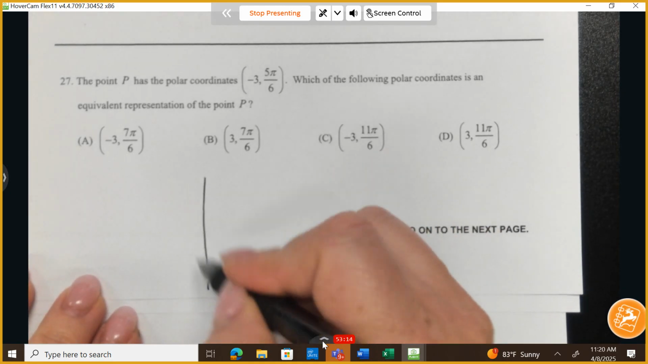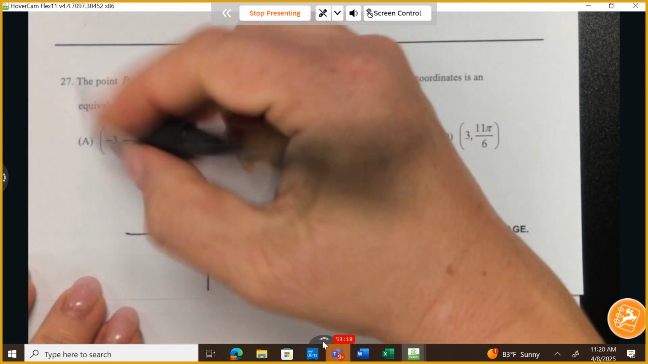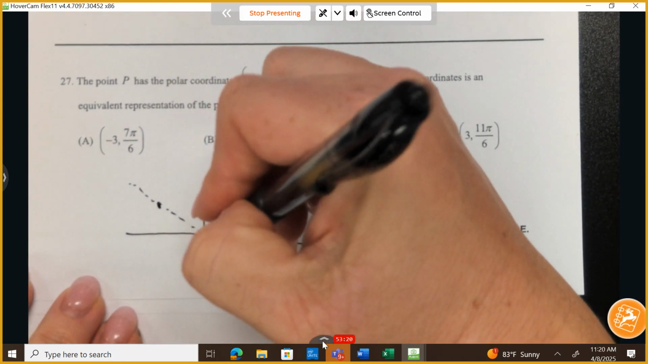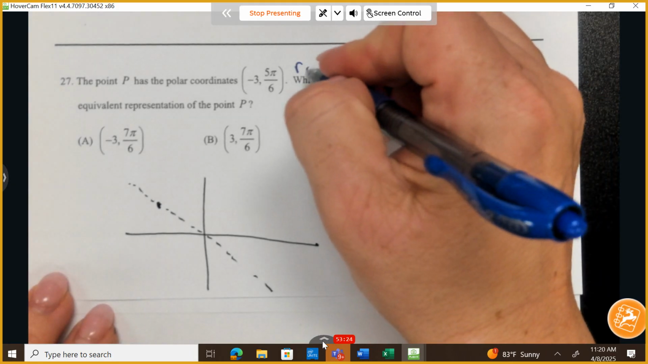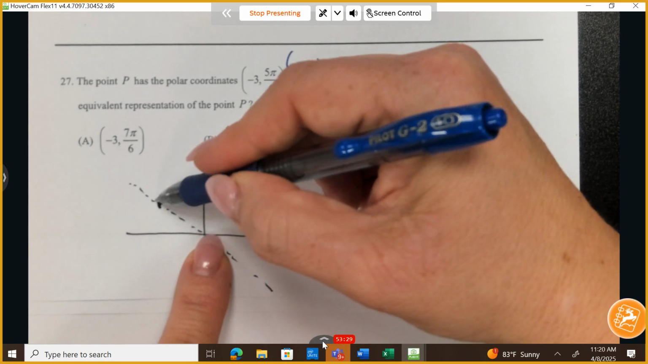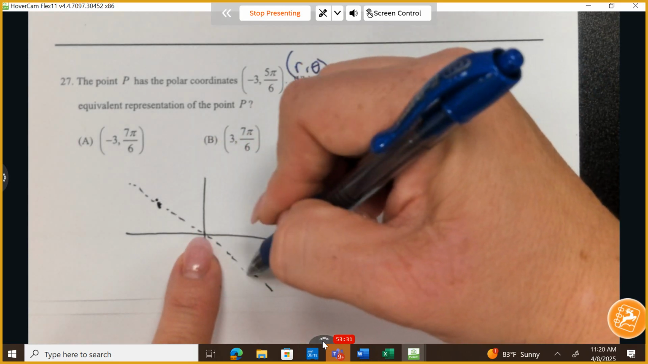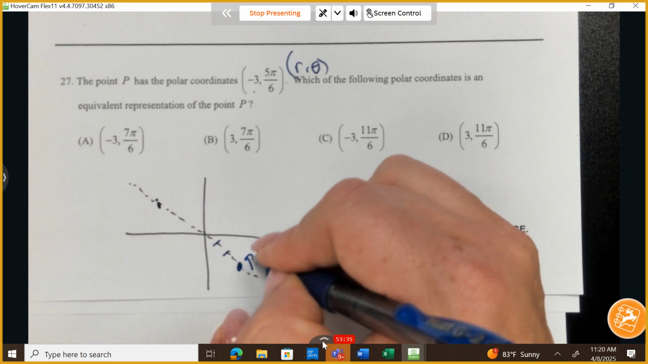Okay, so here's what I'm doing. I'm going here, and I'm like, where's 5 pi over 6? 5 pi over 6 is right here. And then I'm making this little line here. And why I'm doing that is if the R value, remember this is R theta here for polars, if the R is positive, I go towards that point. If it's negative, I go away a distance of 3. So distance of 3, 1, 2, and 3. Here is my point P.